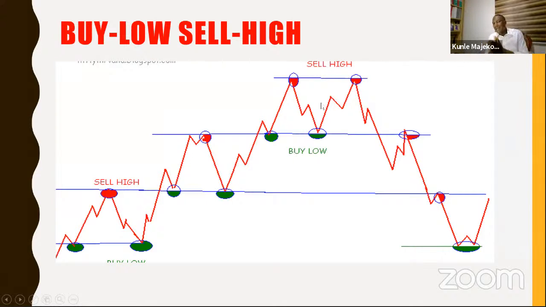When you master how to observe this, my brother and my sister, you will make money. You know when to sell, you know when to buy. When price comes low, you buy. Then price begins to go up, you sell. And then price comes down, you buy. Oh my God. You will be making money on the swings of the market.